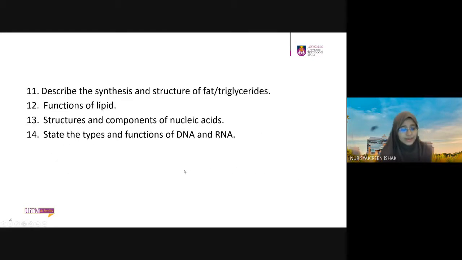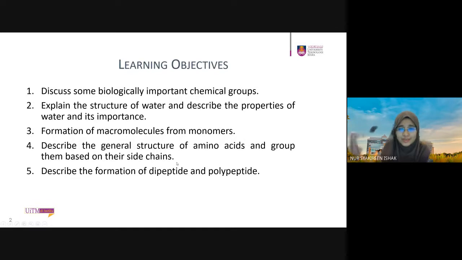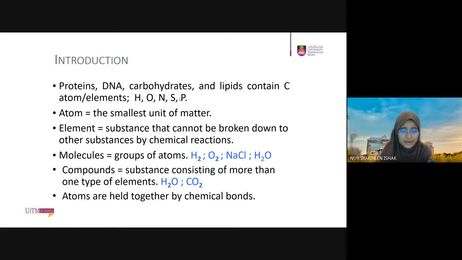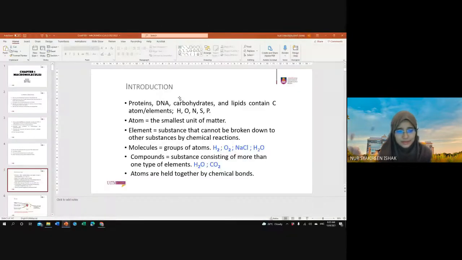So that is basically the overall learning outcome, the learning objectives, of this chapter. So, I'm going to stop here.